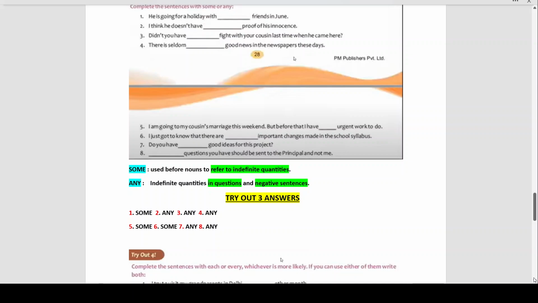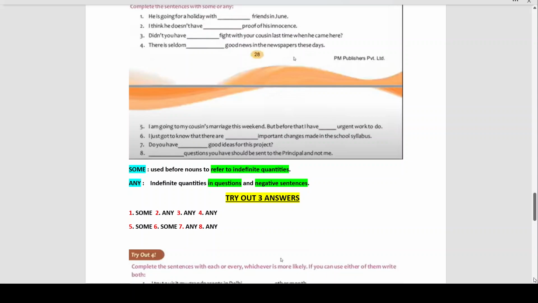Number five, I'm going to my cousin's marriage this weekend, but before that, I have some urgent work to do, because I don't know how much work I have, but I have some urgent work to do. Number six, I just got to know that there are some important changes made in the school syllabus. There are some important changes. I don't know how much, but some important changes have been made in the school syllabus.